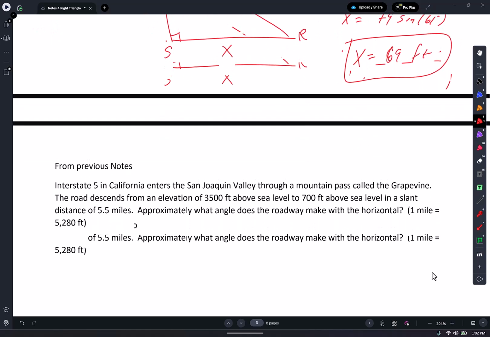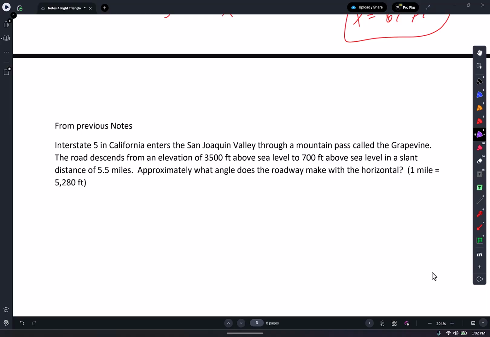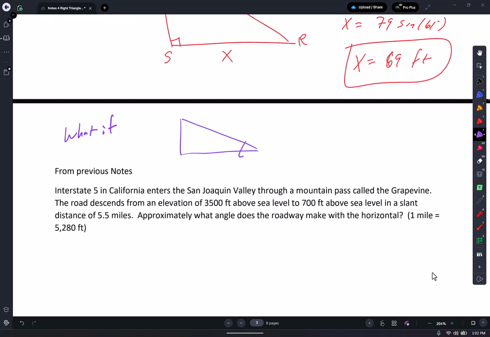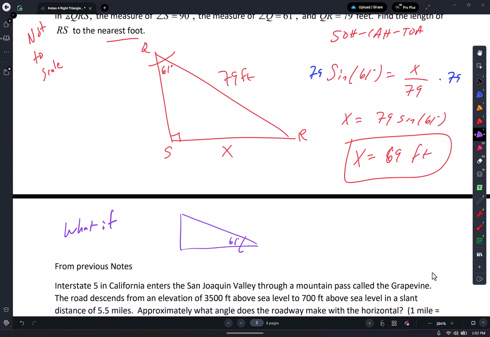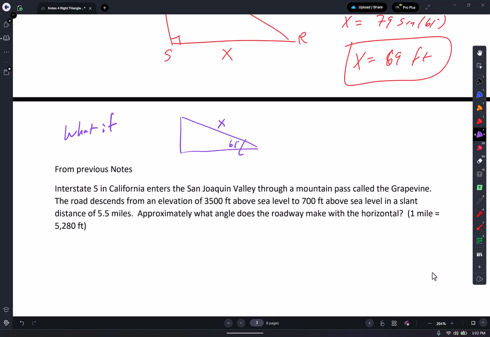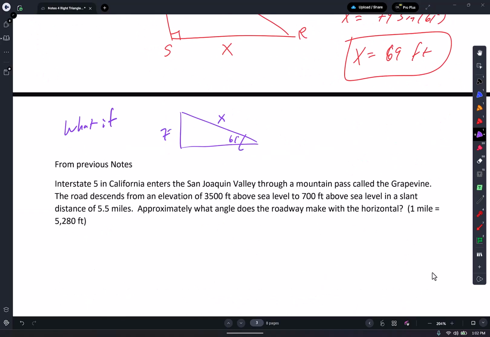Okay, side note. Go to the top of the margin on the next page. What if I have a triangle? I'm going to make up this angle. Let's make it the same degree, 61 degrees. So this time I'm going to put X here, and I'm going to put 79 here. Not to scale. So I have this angle, and I'm trying to solve for X. So it's another example because I noticed that I didn't put one of these in there.